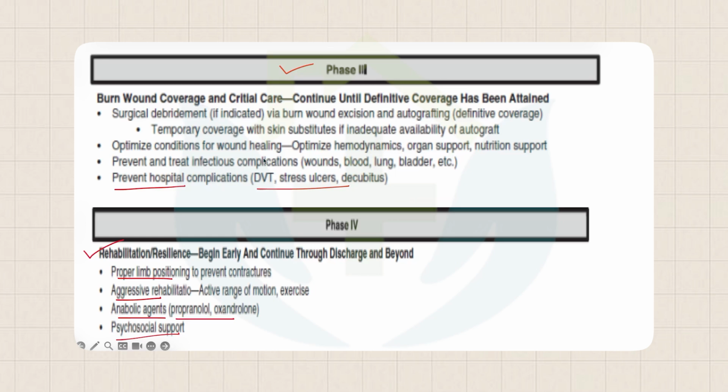Phase 3 is what we are dealing with after the initial period is over. Is mostly related to the wound care and the infection part. So temporary wound dressing, DVT prophylaxis and infection part, and phase 4 is the rehabilitation part where something known as a hypermetabolic syndrome is important.